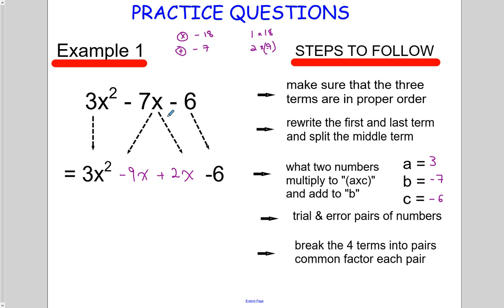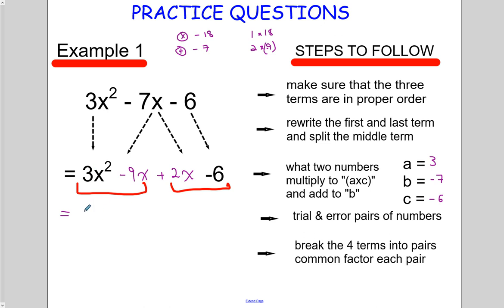So I broke up that negative 7x into two pieces, negative 9x plus 2x, which is equivalent. Okay, now we're going to do a little bit of grouping. We're going to group these two together, and we'll group these two together, and we'll try and do some common factoring out of each of them. And hopefully we're going to end up with something where we're going to be able to factor out by grouping.